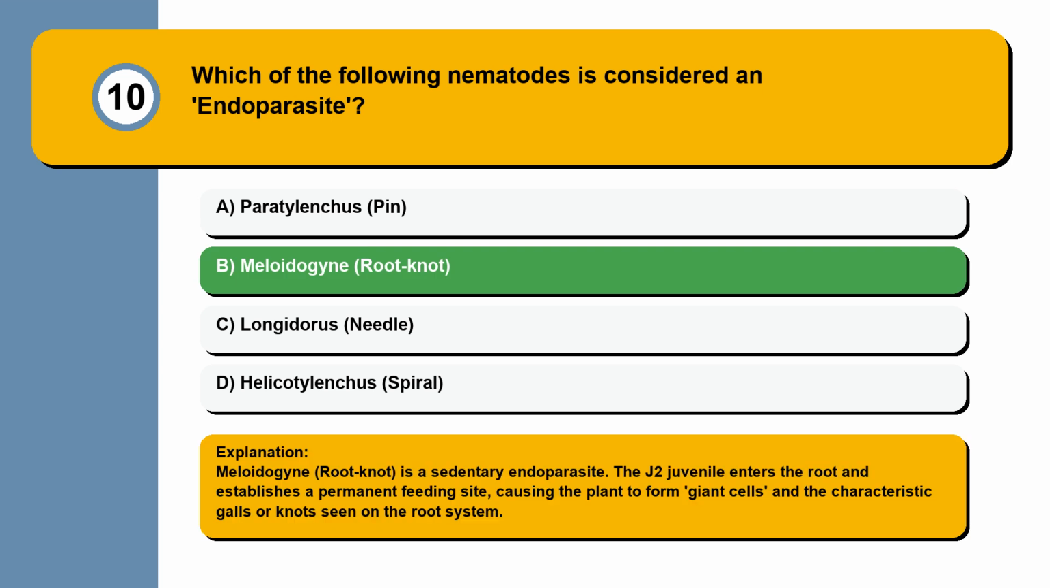Meloidogyne, root knot, is a sedentary endoparasite. The J2 juvenile enters the root and establishes a permanent feeding site, causing the plant to form giant cells in the characteristic galls or knots seen on the root system.